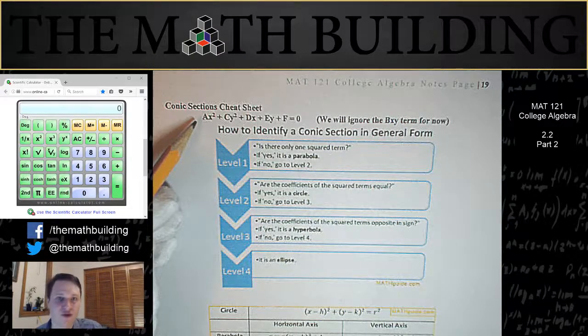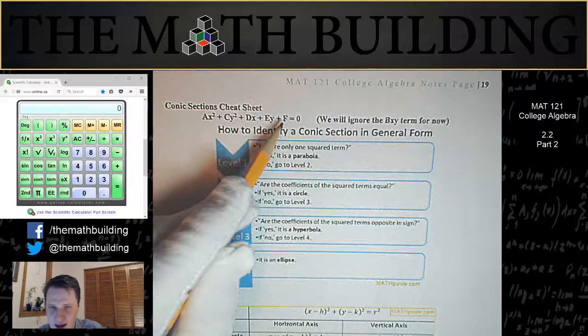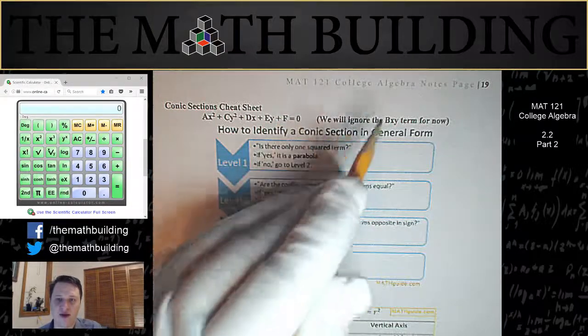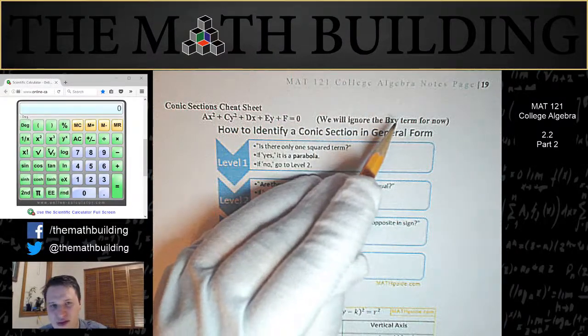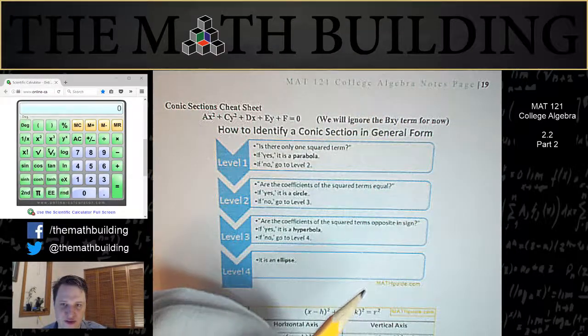This is the standard form that I showed you. And so we're going to learn how to graph things that have an x squared, a y squared, an x, a y, and just a constant term. Now you'll notice that there's sometimes an xy term, which makes life very difficult, and luckily we're just going to ignore that in this class.